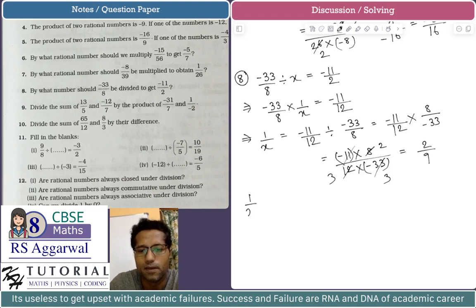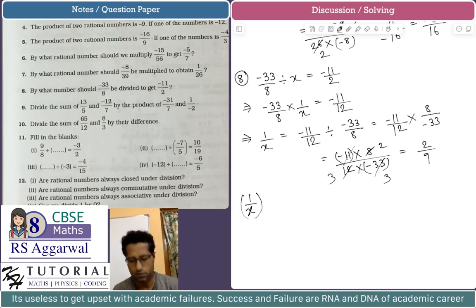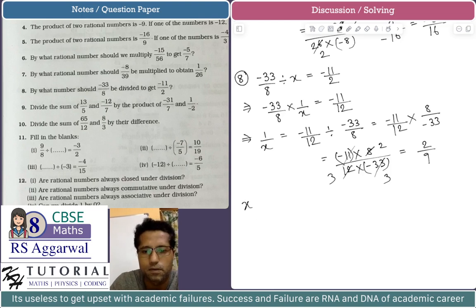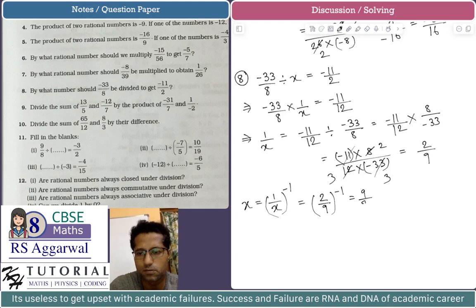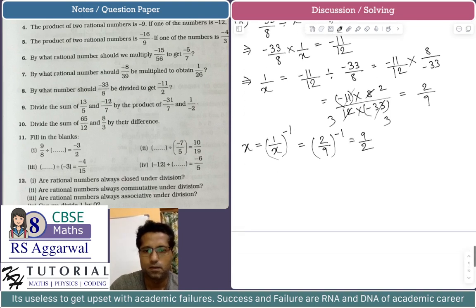We know that x is equal to the multiplicative inverse of 1 by x. We can write this because the multiplicative inverse of 1 by x is x. So this 1 by x we know is 2 by 9. So it will be the reciprocal of 2 by 9, that is 9 by 2. Okay, let's do problem number 9.